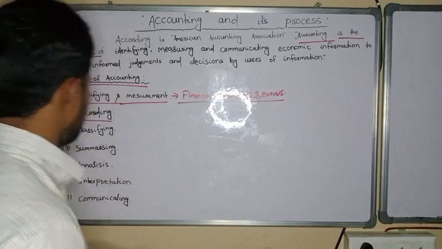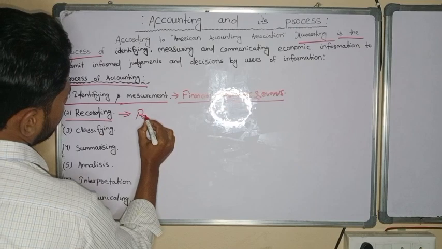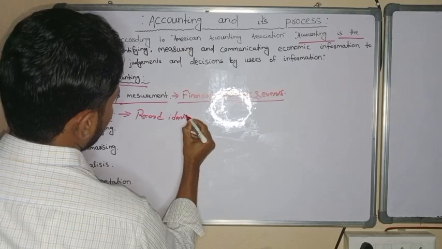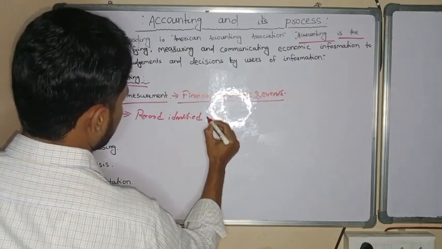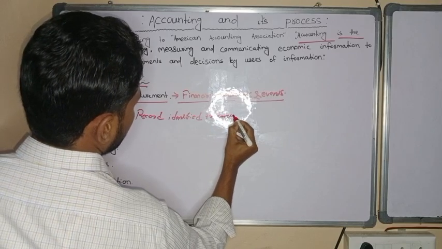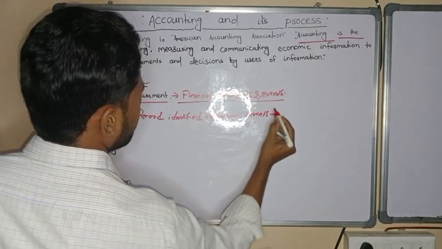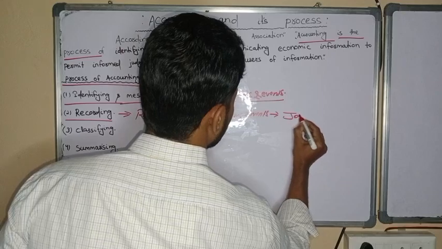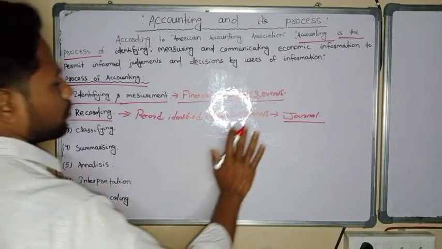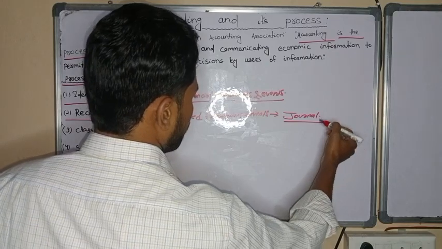So here we have to record identified transactions and events in the journal. So we have to prepare the journal first. Here the accounting will initiate, the record will initiate.